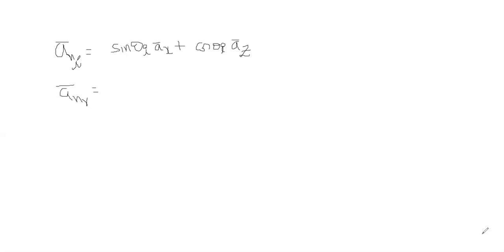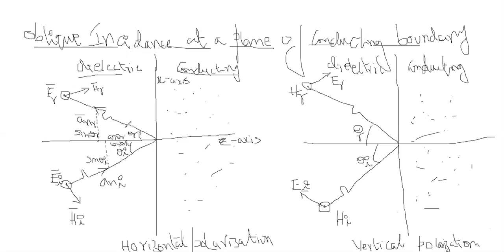ANR bar is equal to, by using this right angle triangle here, the reflection coefficient, the reflected beam starts from the boundary surface. You take from here itself and move towards the negative direction of Z and towards the positive X direction. So move towards the negative Z direction. What is the adjacent side here? The cos theta R. So cos theta R into minus AZ and sin theta R into plus AX.